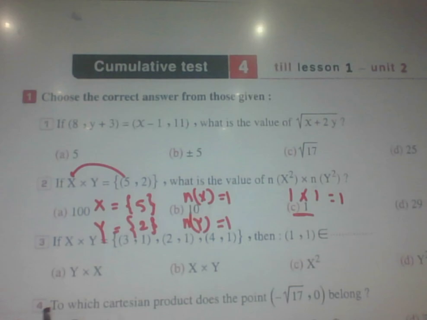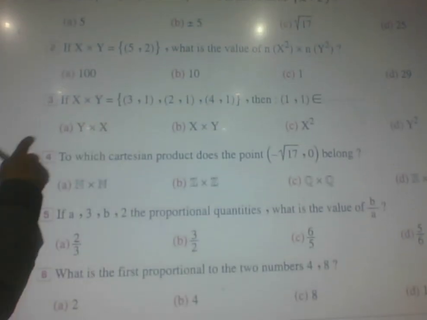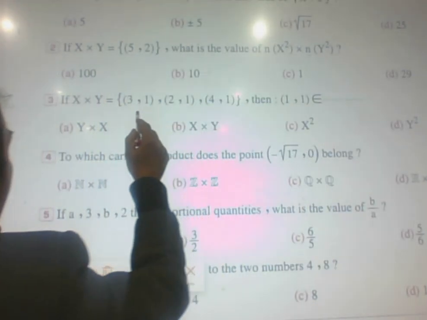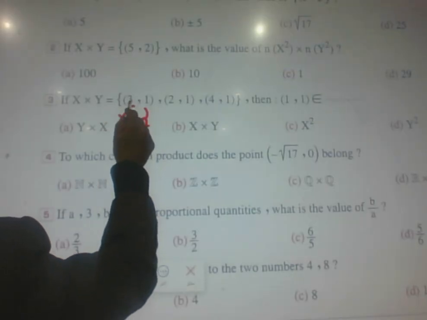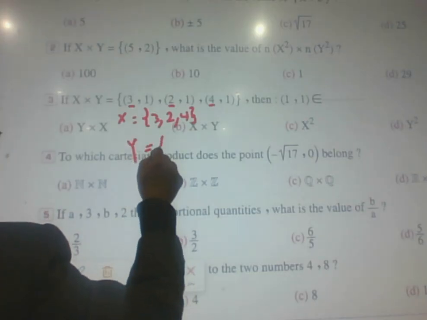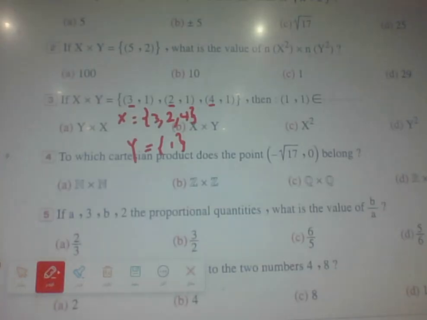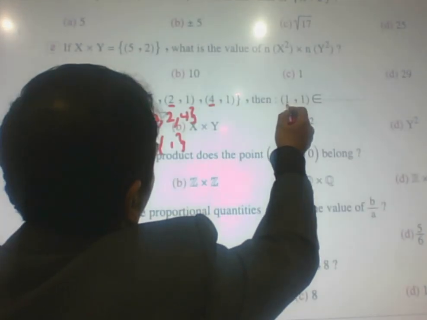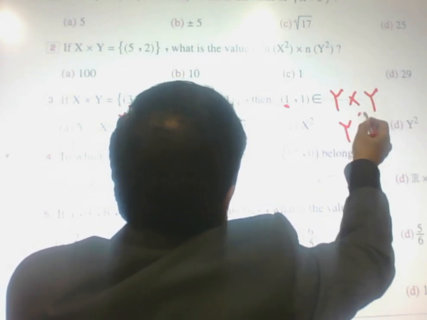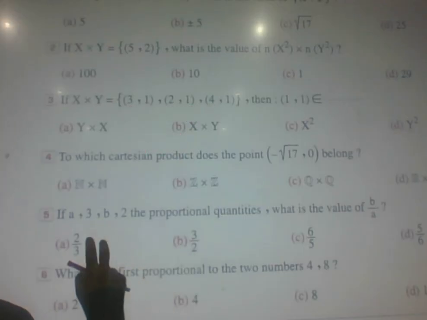Okay, next question down. Number 3. If x Cartesian product y equals (3, 1), (2, 1), (4, 1), then (1, 1) belongs to what? Look at here. X will be equal to the first projection: 3, 2 and 4. And y will be the second: 1 only. We can't repeat 1. Now he asked about 1. 1 is repeating in what here? Repeating in y. Cartesian product y is the same. Then the answer will be y squared. Choose letter D.